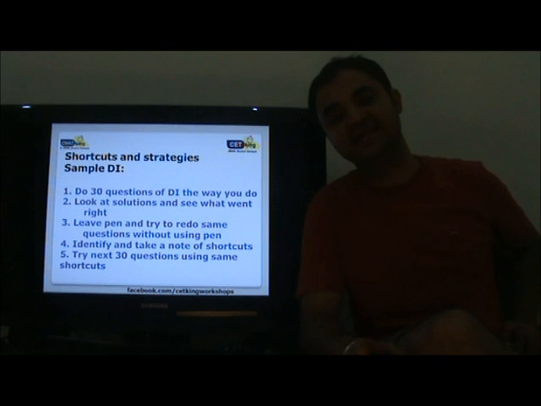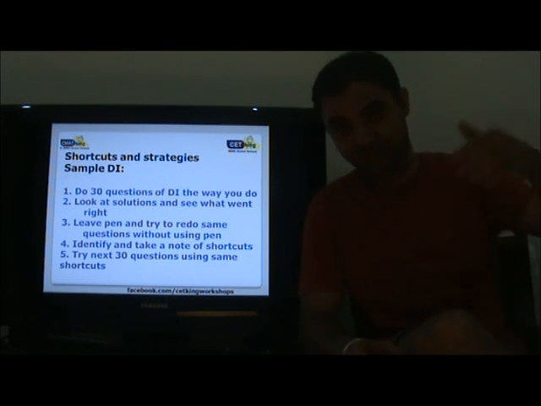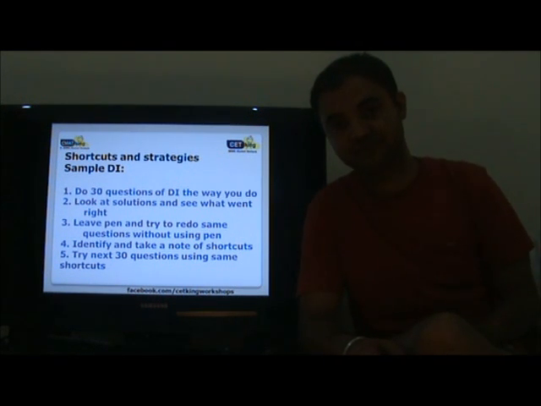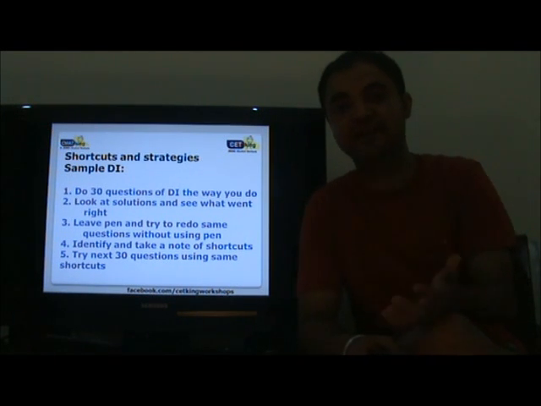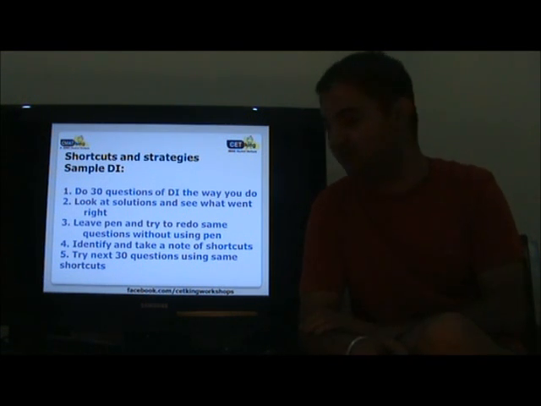Number 4 is identify these areas where you have done shortcuts and make a note of them. This is exactly what I do in my workshops. I give you 10 types of DI questions. I give you 10 types of visual questions. This is exactly what I want you to do: identify or make a list of your own logics. It will help you improve.